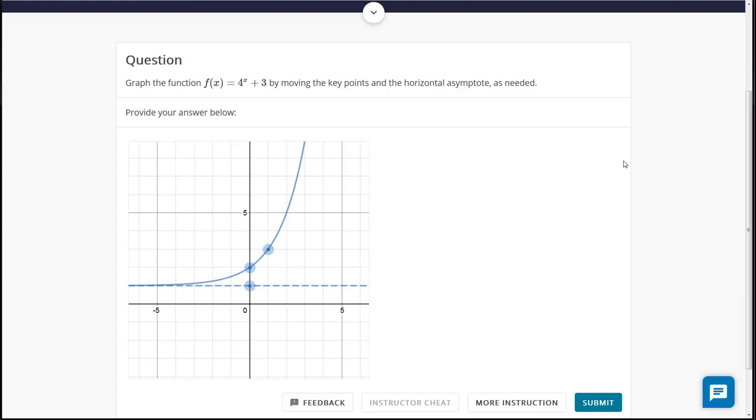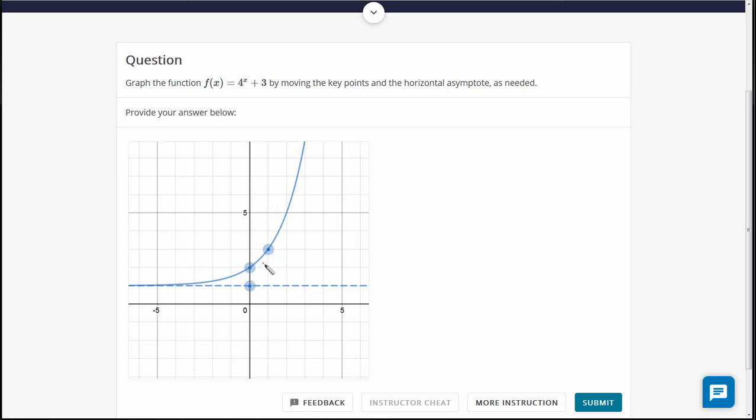Hello, we got another graphing exponential functions problem here. Technically this is not an exponential function. It's a shifted exponential function because of the plus 3. If it was just 4 to the x, then it would be an exponential function. But it's close enough.